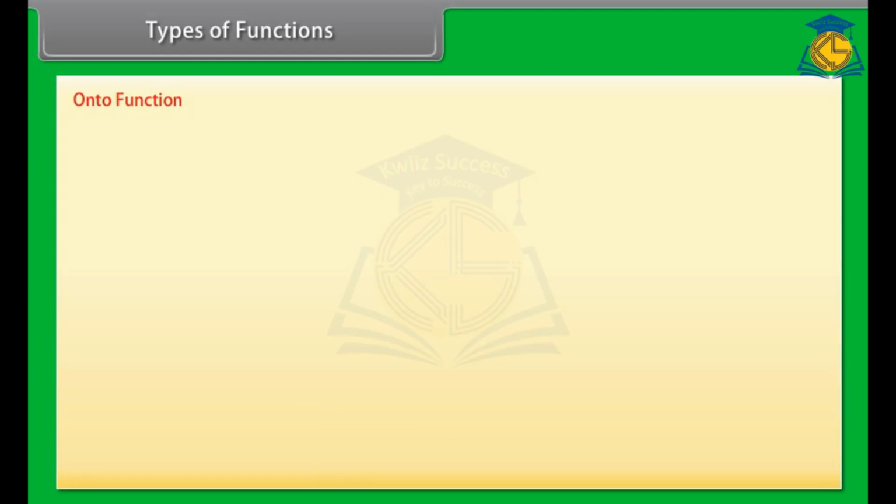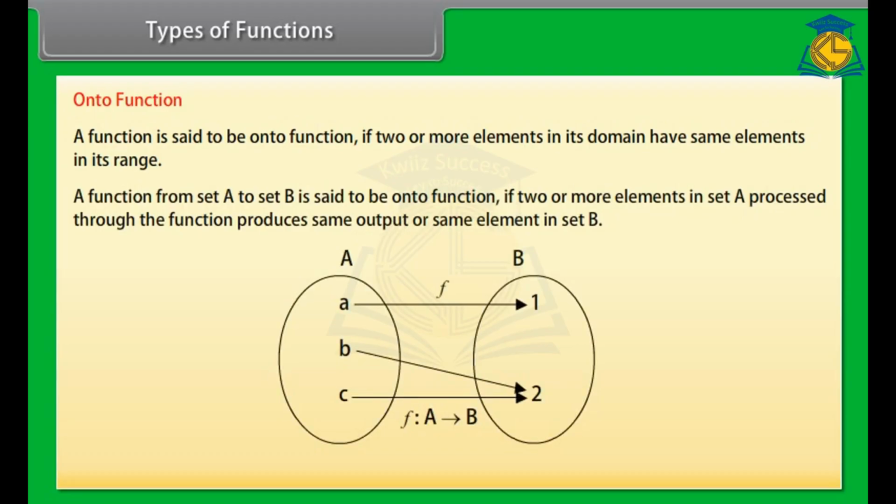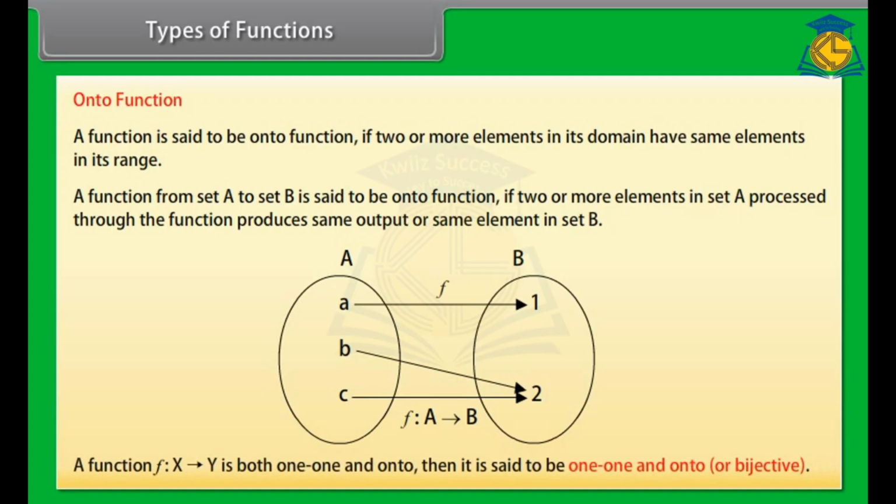Onto function. A function is said to be onto function if two or more elements in its domain have same elements in its range. Or, a function from set A to set B is said to be onto function if two or more elements in set A processed through the function produces same output or same element in set B.